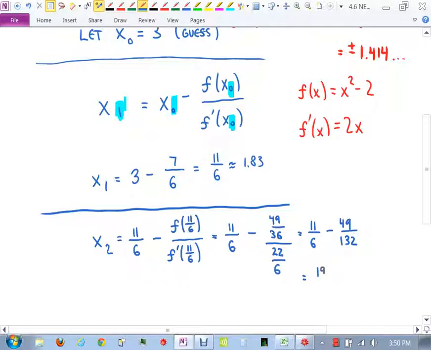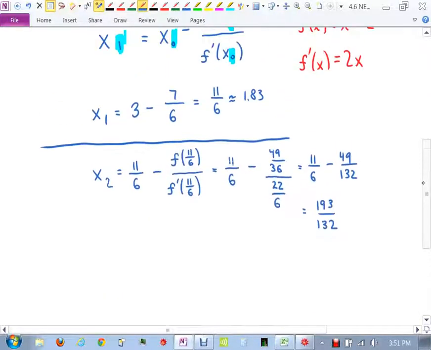Which is 193.13 over 132. Positive. Which is approximately 1.462. Any question where any of those numbers came from? I mean, I skipped some steps. I just had my calculator do it, but you could simplify those fractions, hopefully.